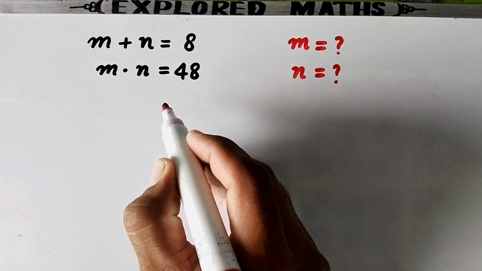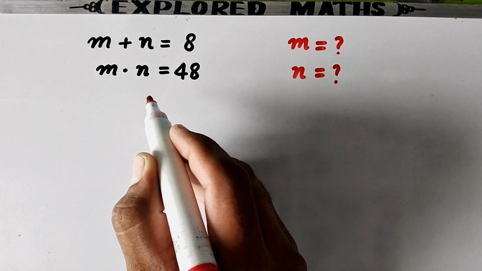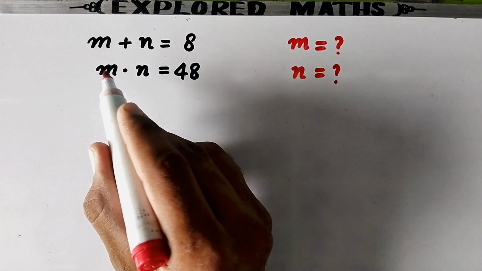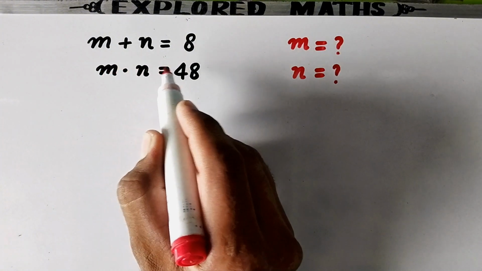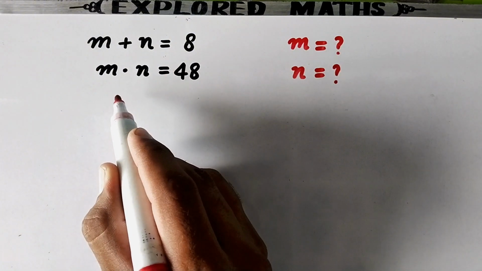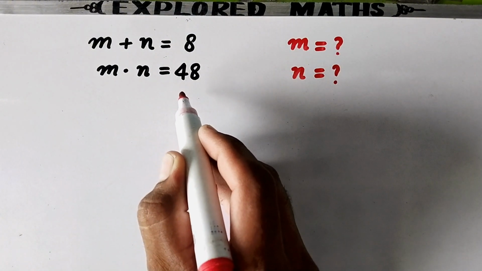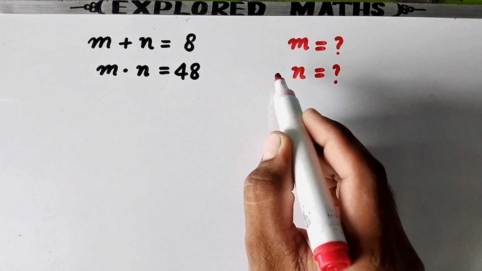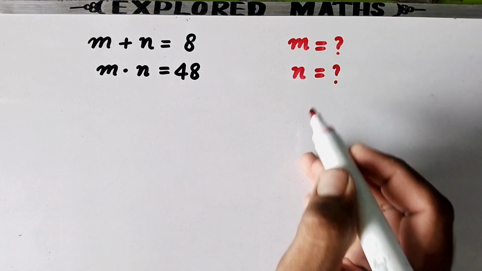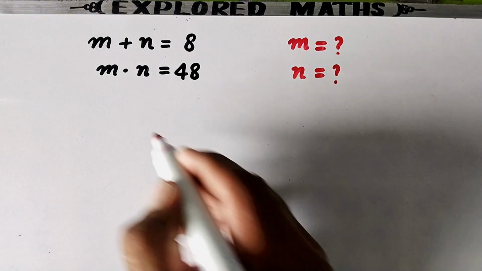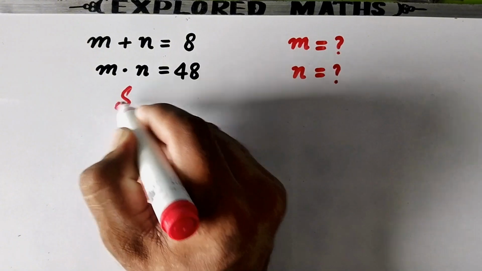In this video we are going to solve a very interesting algebraic problem. Here we have m plus n is equal to 8 and m times n is equal to 48. Then what are the values of m and n? So let us see its solution.